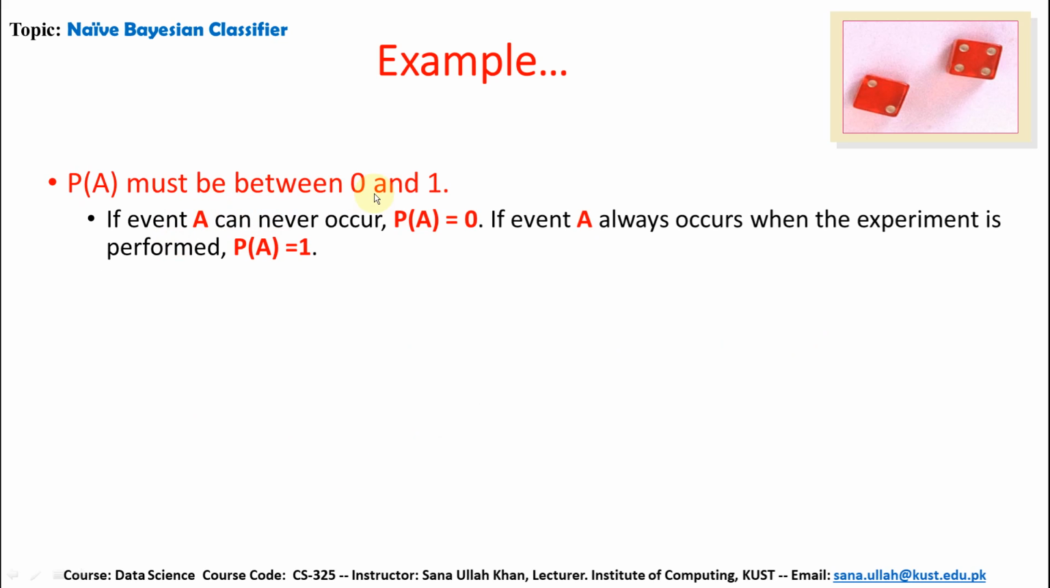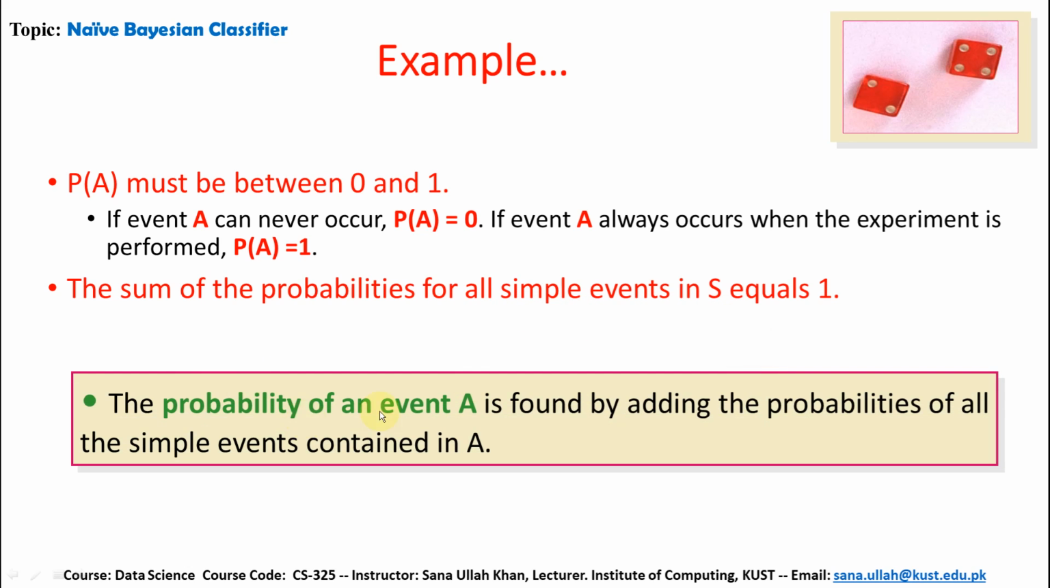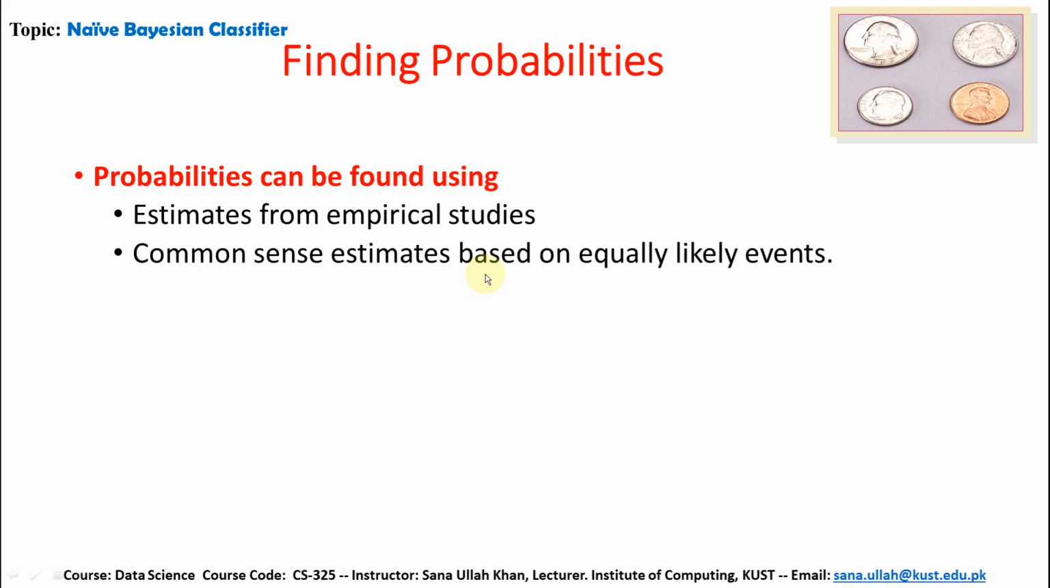Probability of A must be between 0 and 1. If an event can never occur, probability of A is equal to 0. If an event always occurs when the experiment is performed, probability of A is equal to 1. The sum of the probabilities for all sample events in S is equal to 1. So the probability of an event A is found by adding the probabilities of all the sample events contained in A. So probability can be found using estimates from empirical studies, or common sense estimates based on equally likely events.